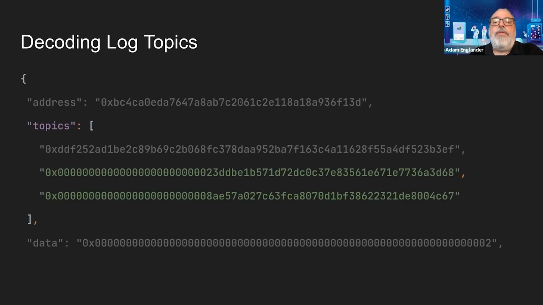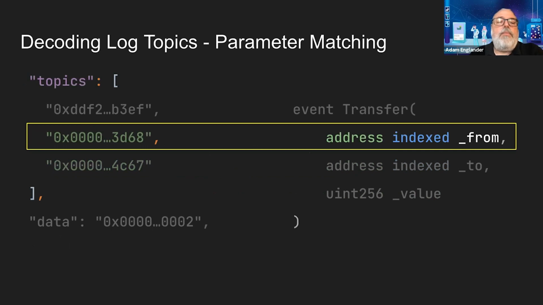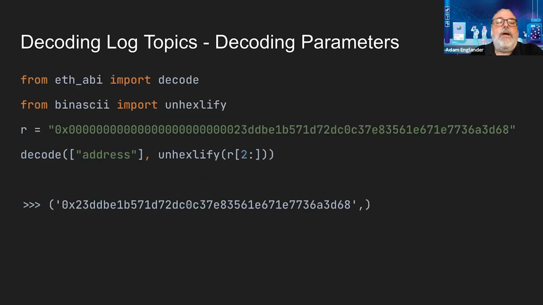The remaining topics are the index parameter values. We can identify those in the event Solidity code definition, right? So there were two index attributes, from and to. The first attribute is from. It's an address. We provide the address type to the decode function and the topic value in bytes to the decode method and get the from address.